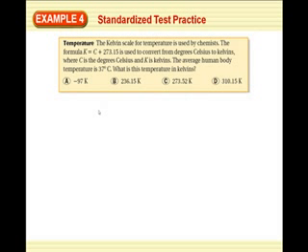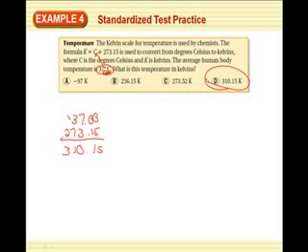It says, and this is the last one, the Kelvin scale for temperature is used by chemists. The formula K equals C plus 273.15 is used to convert from degrees Celsius to kelvins, where C is the degrees Celsius and K is kelvins. The average human body temperature is 37 degrees Celsius. What's the temperature in kelvins? So that's Celsius right here. So what we have to do is substitute that in where the C is. So it's going to be 37 plus 273.15. The 37, we line up the decimals. 310.15, it's going to be D.